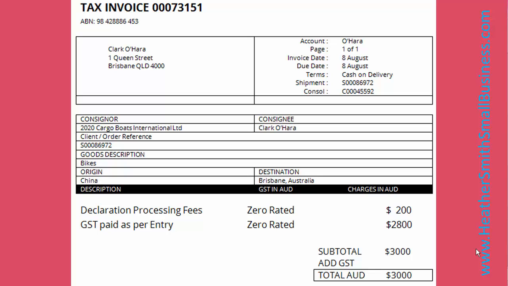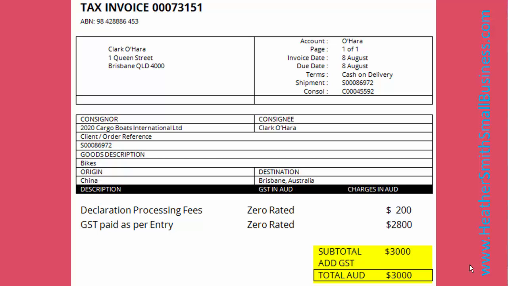This looks like a typical customs agent invoice, and it is very complicated. Sometimes it can be lots of pages long, with lots of information on it, and you can see details of the purchase. But on the right hand side: declaration processing fees, GST zero rate at $200, GST paid as per entry $2,800, and then it subtotals. The whole bill is 3,000 Australian dollars, but notice the line that says add GST, and it actually has GST listed as nothing there.